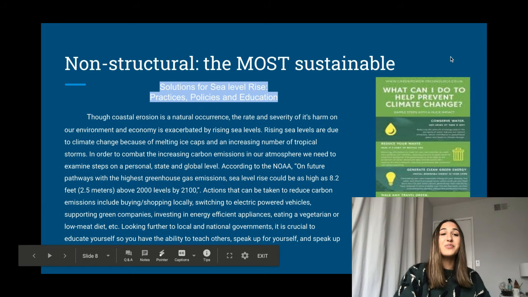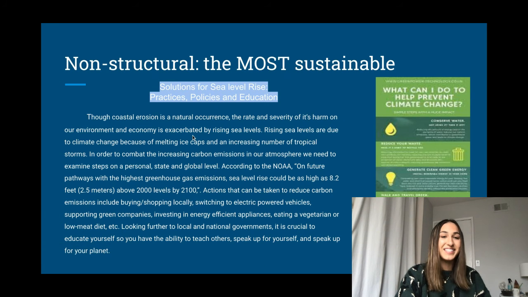And finally, the non-structural solutions, which are the most sustainable options to combat sea level rise, and this includes practices, policies, and education. Though coastal erosion is a natural occurrence, the rate and severity of its harm on our environment and economy is exacerbated by rising sea levels. Rising sea levels are due to climate change because of melting ice caps and an increasing number of tropical storms.